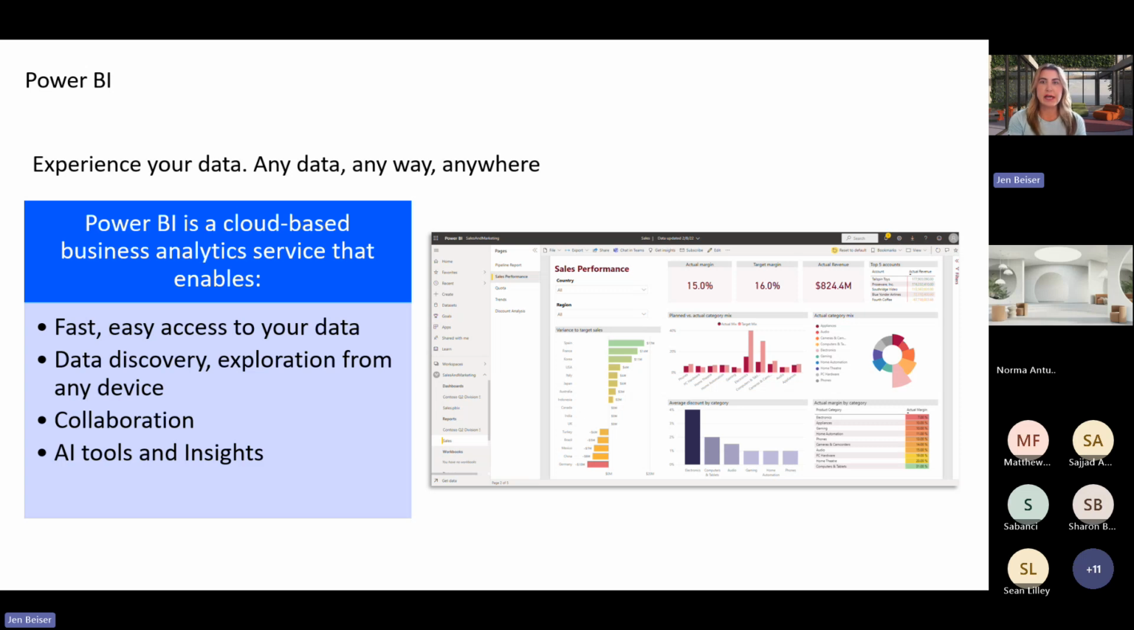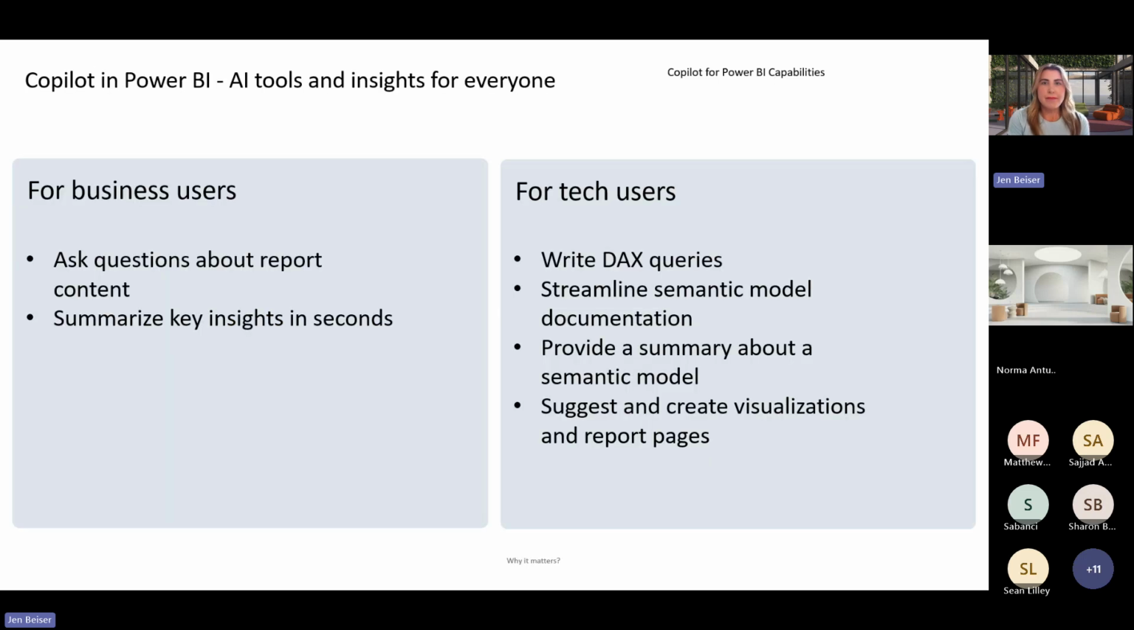Collaboration is built in, and more recently, we have Copilot for Power BI, which brings AI tools and insights into the platform. And so the AI tools and insights are built into the experience with Copilot. Copilot can be used for both business users and tech users. The business users might want to be able to quickly get the information they need by using natural language instead of relying on the visuals themselves. They also need to be able to trust the information, and Copilot can help with that as well.